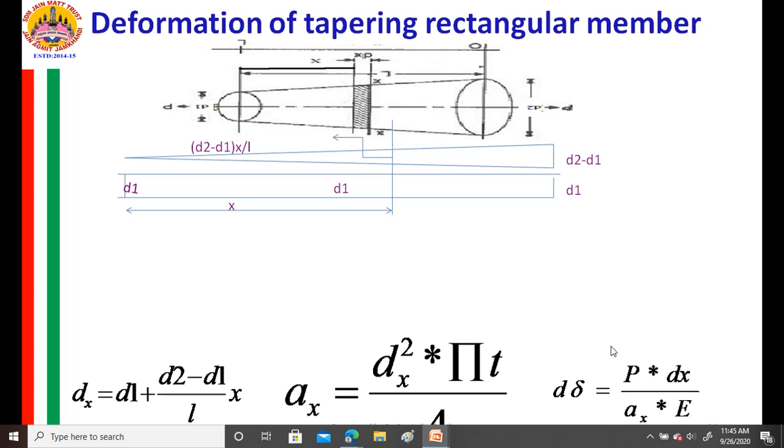And the deformation formula is again the same. Deformation of the small elemental part is given by del d equal to P into dx divided by Ax into E. Friends, see here the correction: Ax is equal to pi dx square by 4. This is to be corrected there. Then the elongation of the entire length is given the same as the earlier one. Integrate from one end to the other, from x equal to 0 to x equal to L.